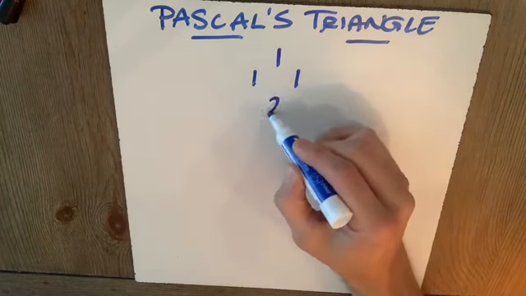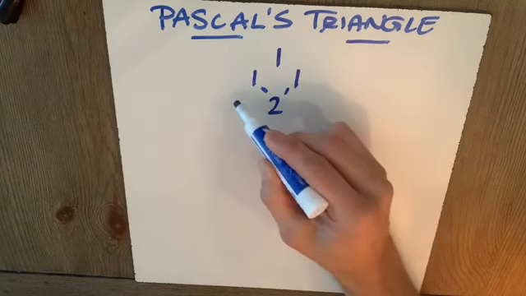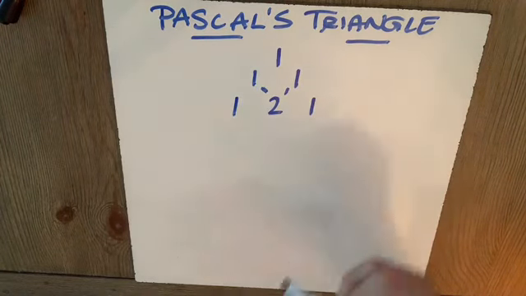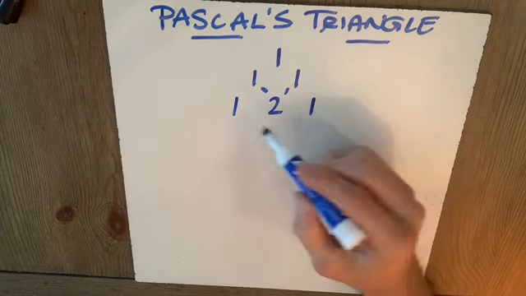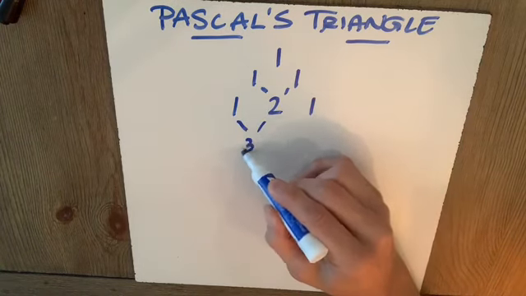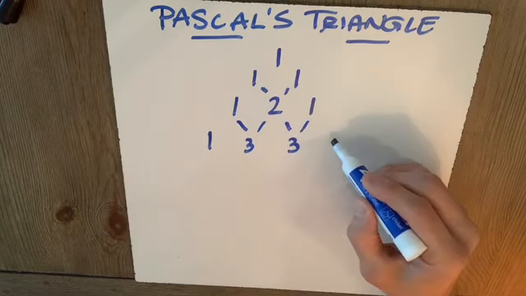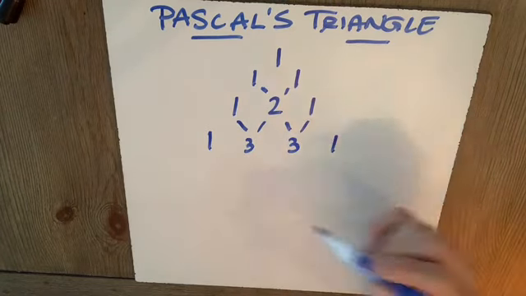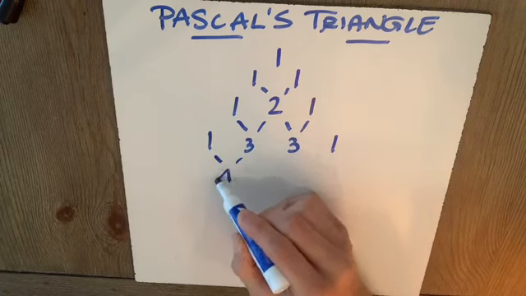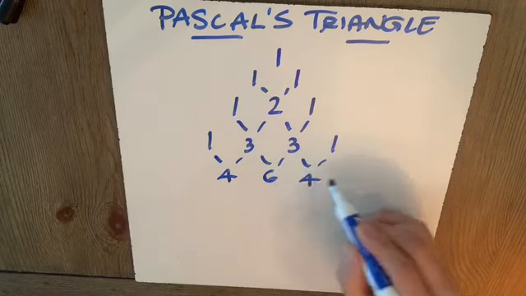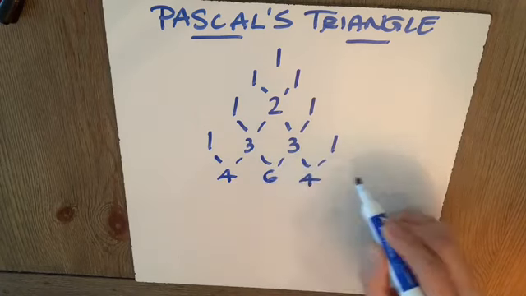1 plus 1 is 2. I'm adding these together, and notice the outside slanty pattern there is always going to be 1. Now, I'll do 2 plus 1 is 3, and 2 plus 1 is 3, and I'll add 1s on the outside. Now, 3 plus 1 here is 4, and 3 plus 3 is 6, and 3 plus 1 is 4, and I'll add a pair of 1s on the outside.